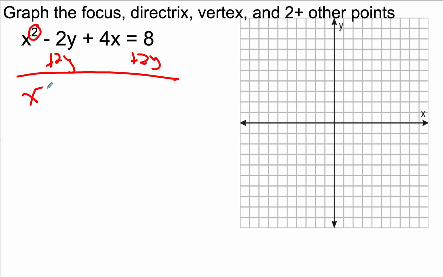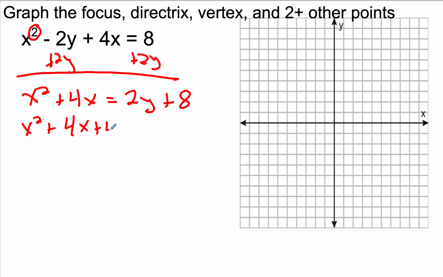So I get x squared plus 4x equals 2y plus 8. Now I complete the square. So I divide this by 2, you get 2, and square 2 to get 4. When you add one thing to one side, so you're adding 4 on the left, you need to add 4 on the right to keep it balanced. So 4 plus 8 is 12.